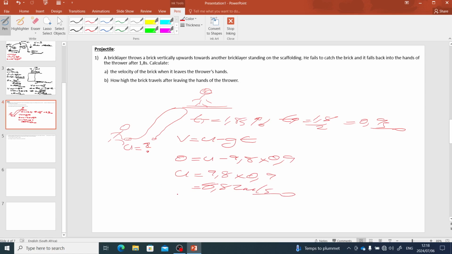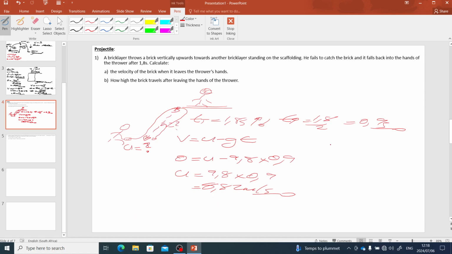Then the second question: they want us to calculate how high the brick travels after leaving the hands of the thrower. They want us to calculate this height.